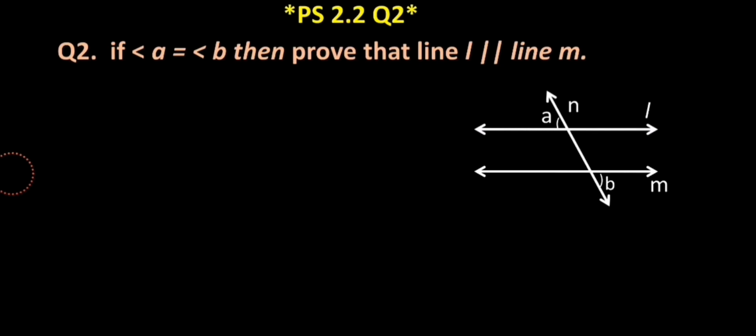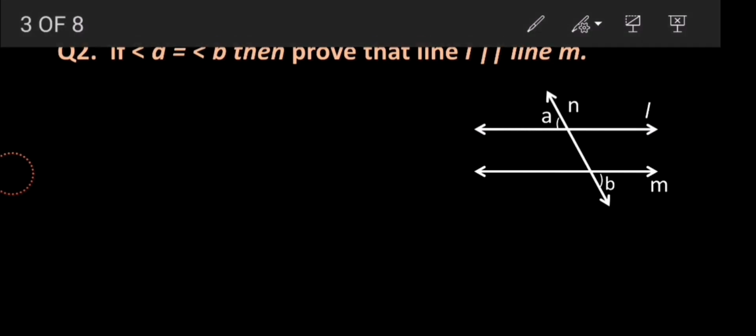Okay, again the way I told you, if I need to prove lines are parallel, then I'm going to utilize a test. Observe the position of angle A and angle B. Any guesses? What is the relation between them? Of course, you are right. Exterior alternate angle. This should be your answer, right?